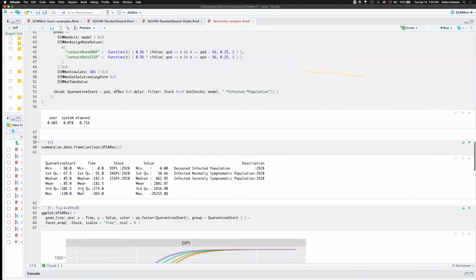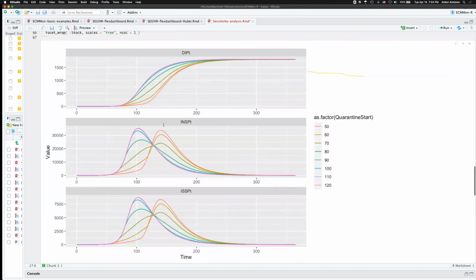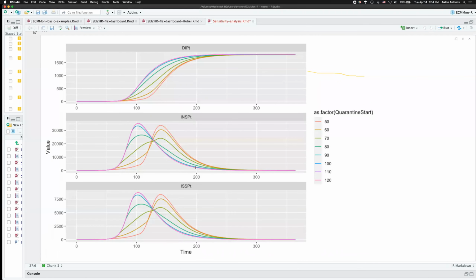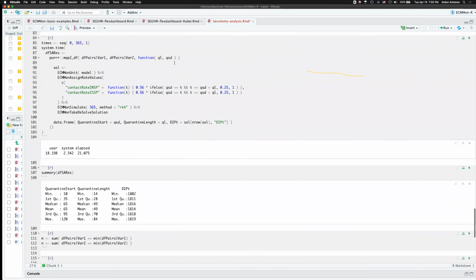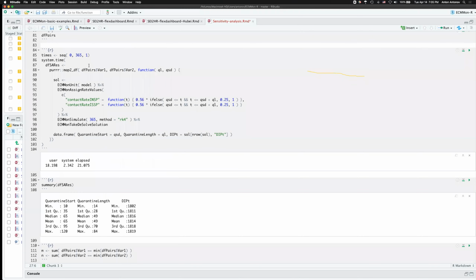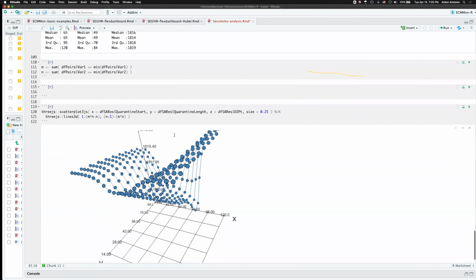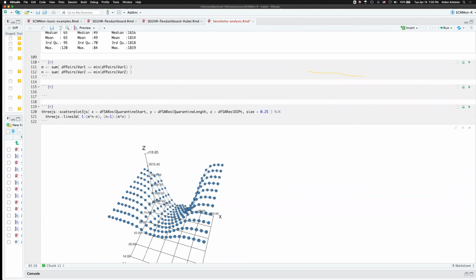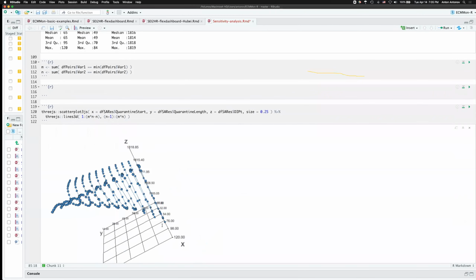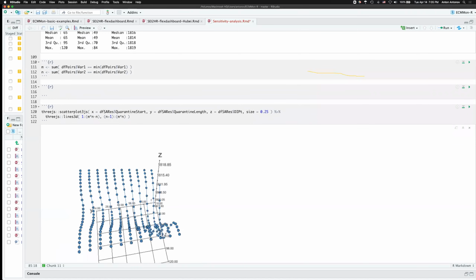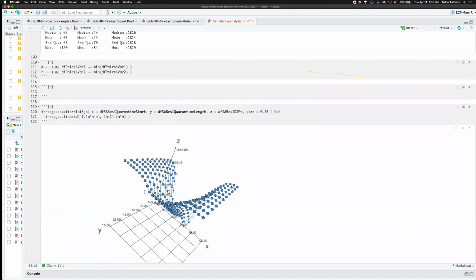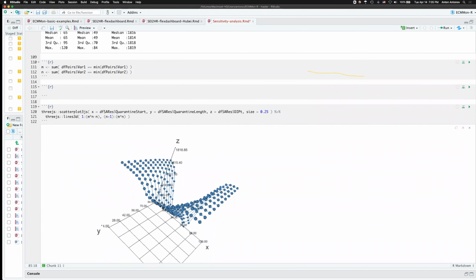So this DIP, you can see how it's different from the profiles of the other two populations here, the normally symptomatic and the severely symptomatic. This is already integrated. This is already an area under the curve type of measure. And so when I do this kind of test, you can see that I'm running my time horizon is 365 days, and I'm taking the last element from the solution here, and this is giving me the total number of deaths. So this is basically showing me what are the deaths with different combinations of quarantine starts and quarantine lengths. So again, presumably using plots like this, we're making some decisions where to go.